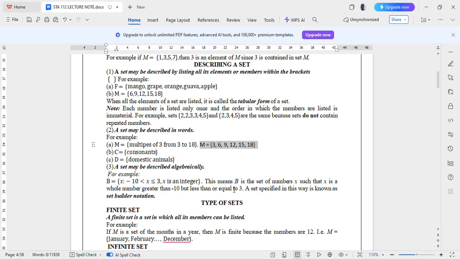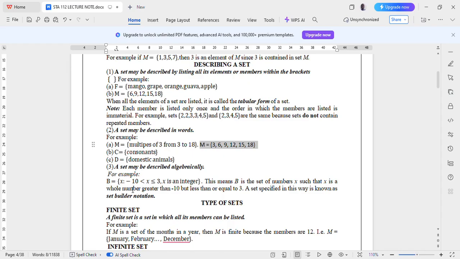For example, B is the set of x such that x is greater than minus 10 and less than or equal to 3, where x is an integer. To list these elements, there are some things you need to understand. Number one, what is an integer? You need to understand what an integer is, and how to read this inequality.